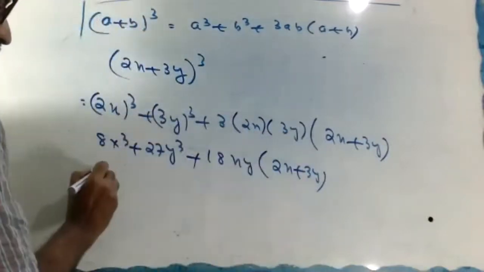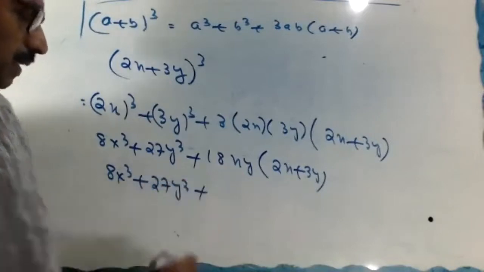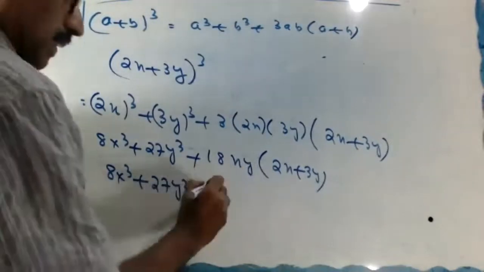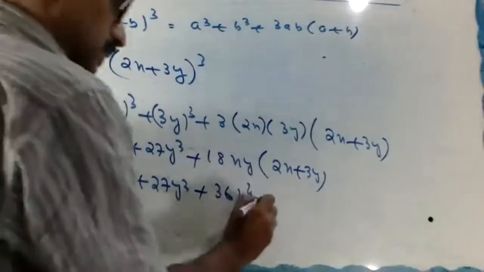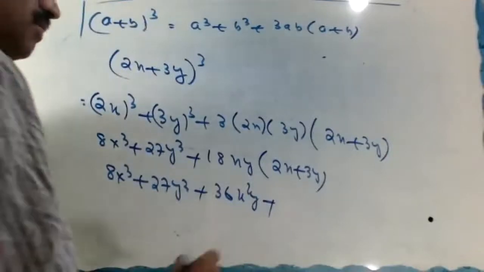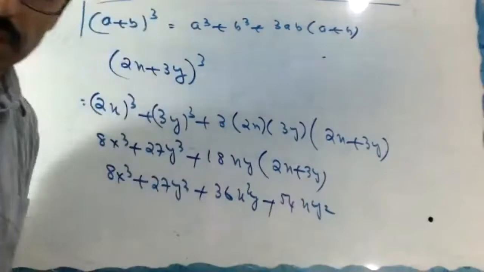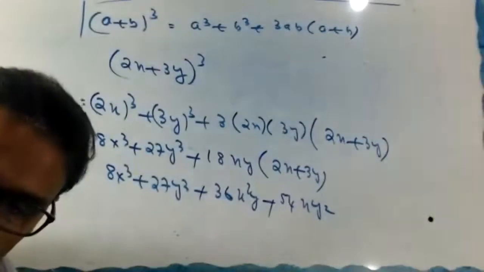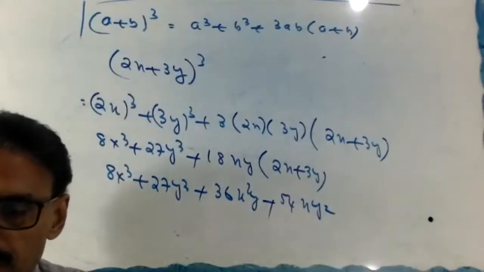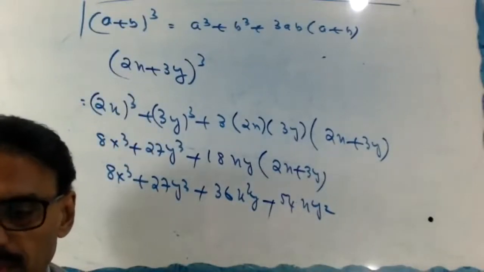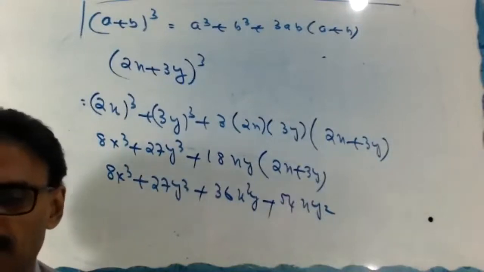Okay. So 8x cube plus 27y cube plus, careful, 18 into 2, 36 x square y plus 18 into 3, how much? 54. 54 x y square. Okay. Check now. Check the step. Yes, Lohida, first and second one same. Third and fourth same. Just side changes only.